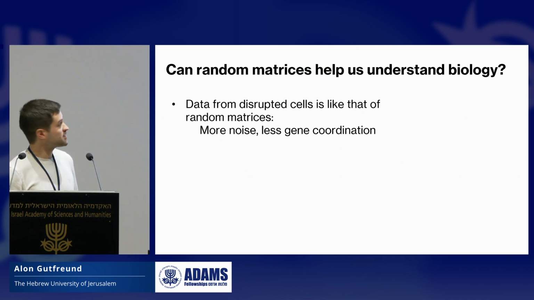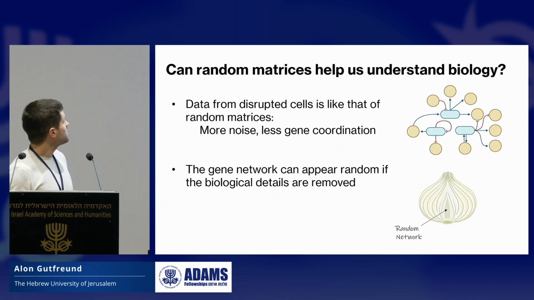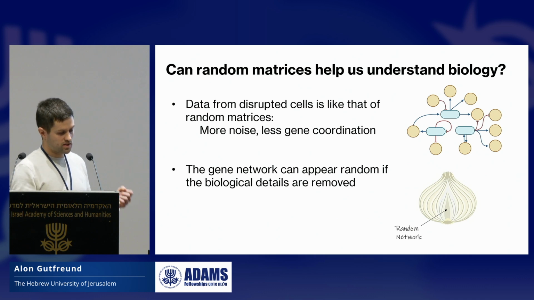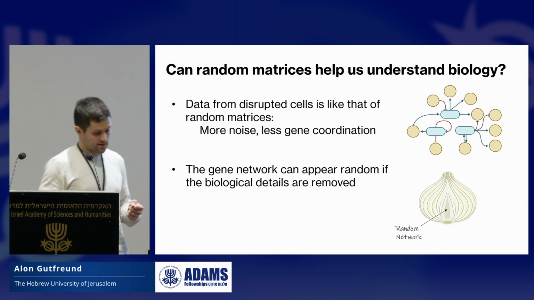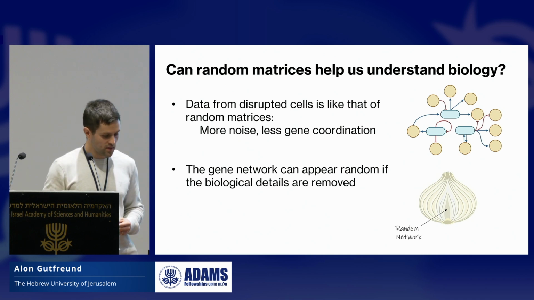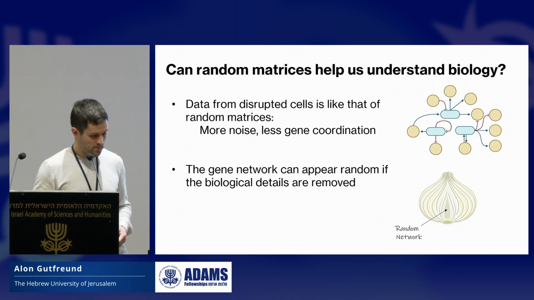For instance, we see that the data from the disrupted cells is much more comparable to these random matrices, meaning they exhibit more noise and less gene coordination. And maybe even more interestingly, we understand that once we peel off these layers of biological significance, the gene network that defines these gene correlations appears to be random. It's like peeling an onion and finding that the core is just a random matrix.